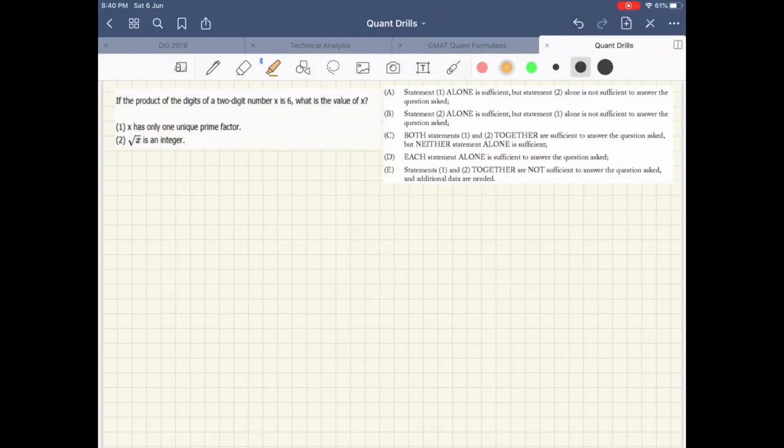Okay, so this question is similar to the one which we have solved before. If the product of the digits of a two-digit number x is 6, what is the value of x? So again, this is a value question. The two-digit number x has a product of 6.